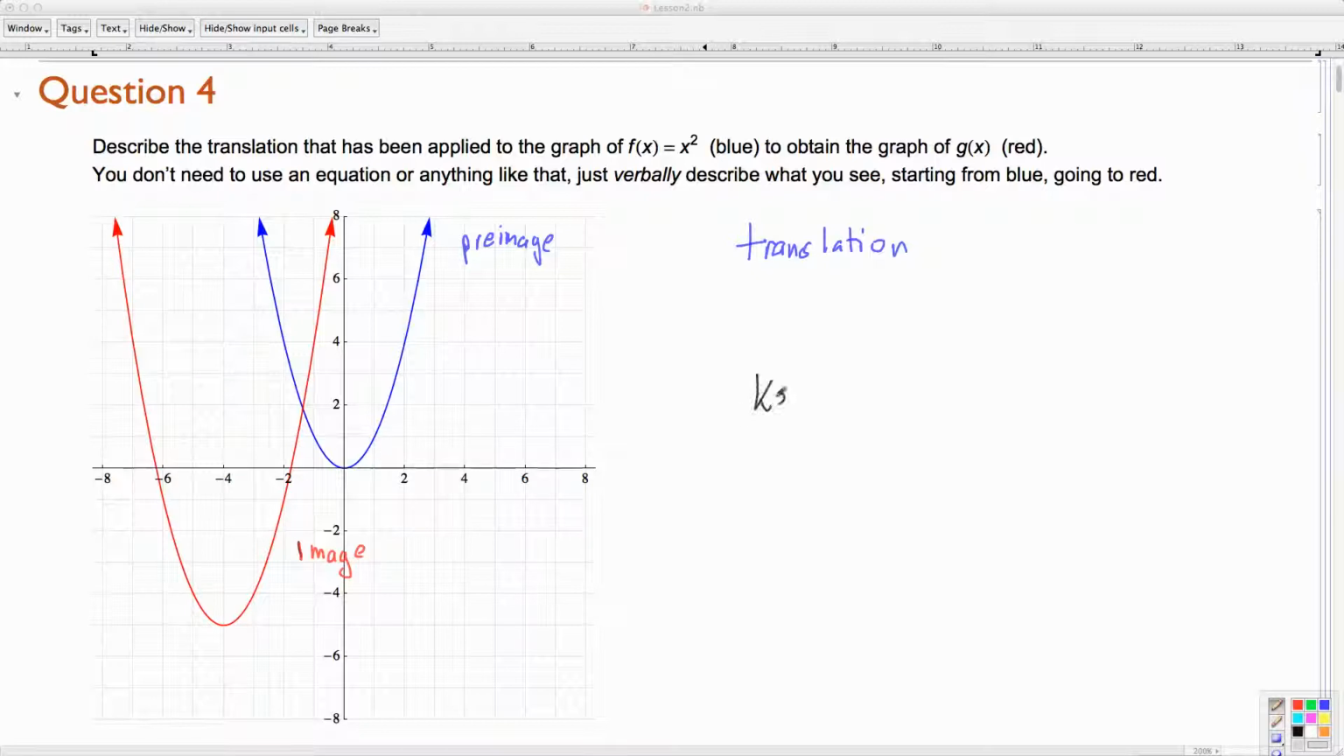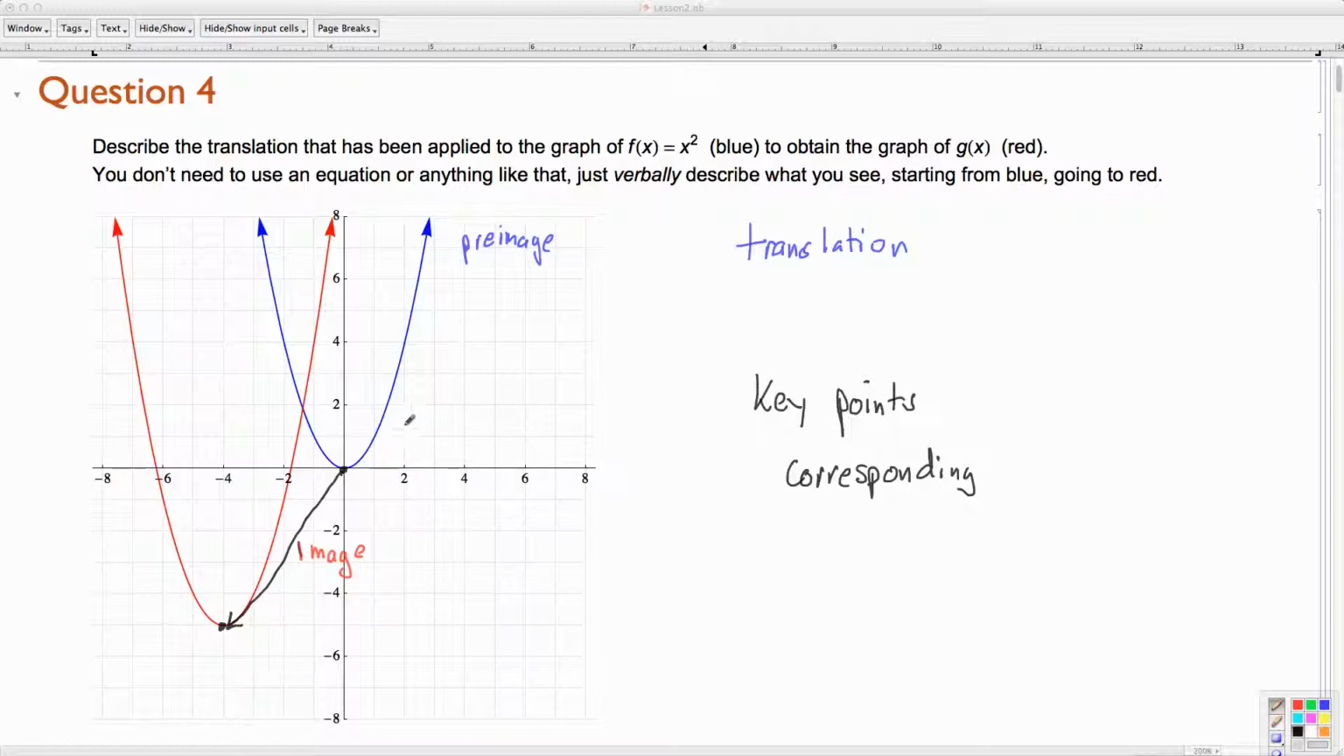We mentioned in a previous example the idea of key points. And sometimes there aren't very many. Obviously a significant point on this parabola would be the vertex, and we would have the same key point, or the corresponding key point, on the red graph. And what we could see happening is we're going from the blue graph to the red graph, and that's how the translation could be described.